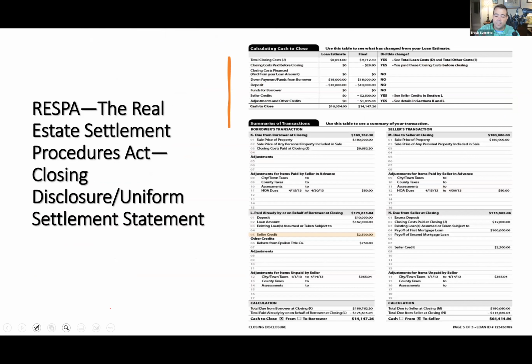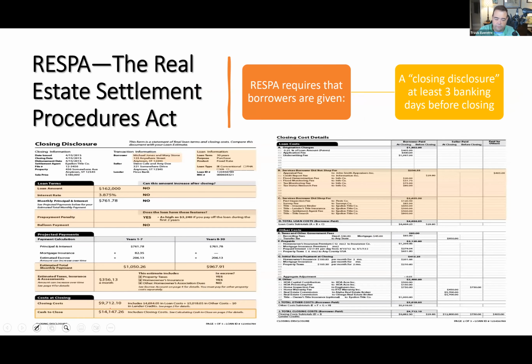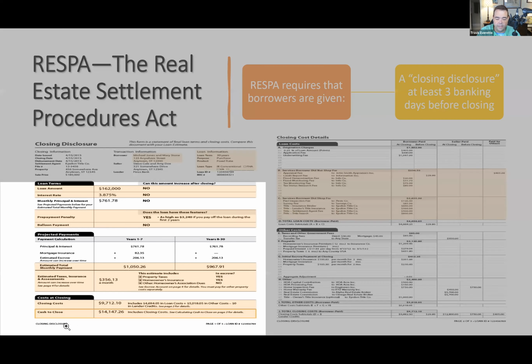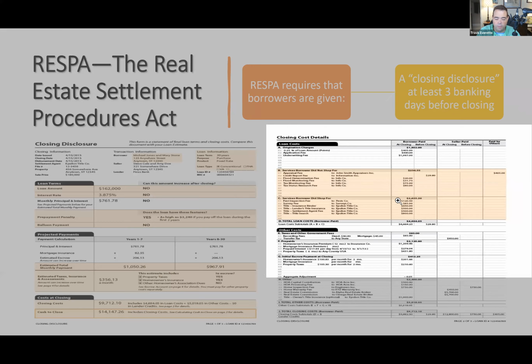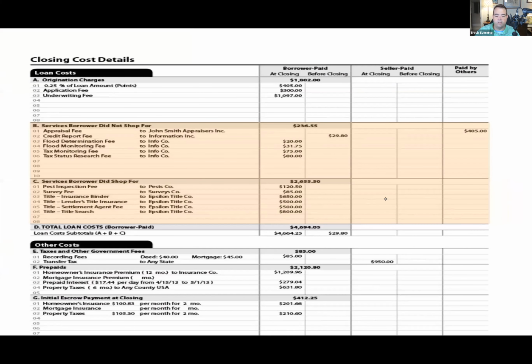So this thing then goes into detail. I like to think of the first page as the big picture page, and then the next two pages are the detail pages. This details every single one of those closing costs. If you zoom in here, you can see some of the things that would count as closing costs being charged to that buyer. Are they being charged, for example, an origination fee? What do you think? Yes.